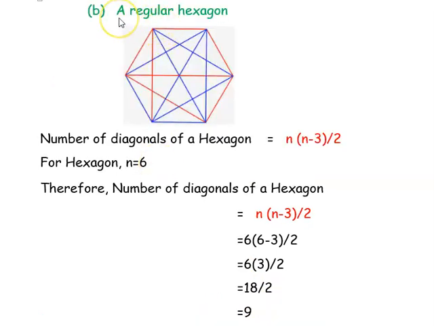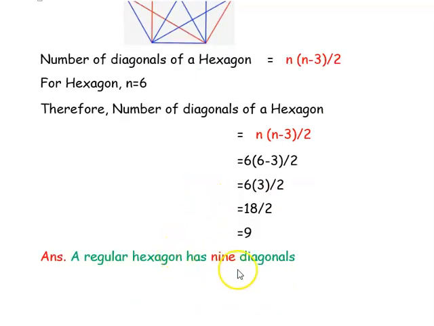The next question is, find the number of diagonals of a regular hexagon. You know that a regular hexagon means all the sides and angles are equal. A hexagon has 6 sides, so by applying it in the formula n into n minus 3 by 2, instead of n we apply 6. So 6 into 6 minus 3 divided by 2. 6 minus 3 is 3, so 6 into 3 divided by 2. 6 into 3 is 18, divided by 2 is 9. So a regular hexagon has 9 diagonals.